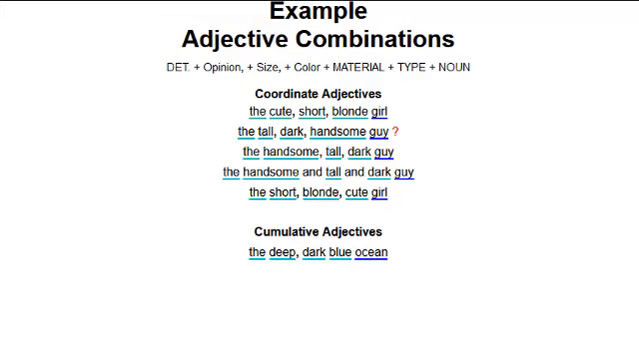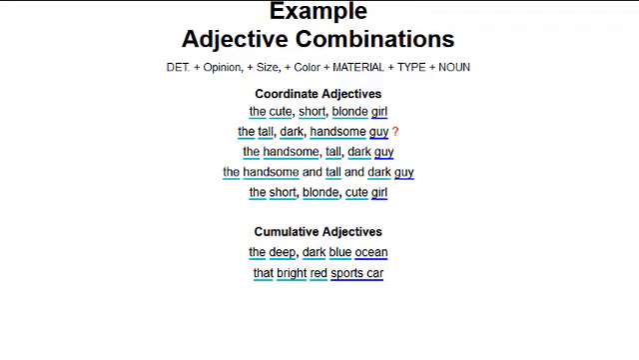The rules for commas between cumulative adjectives are different. Consider the deep, dark blue ocean. A comma should not be placed between dark and blue because they are cumulative adjectives. It would also be an error to change the order and say the blue, dark, deep ocean because the meaning would be unclear.